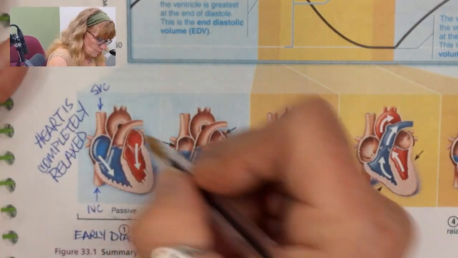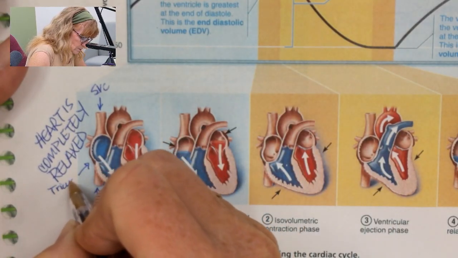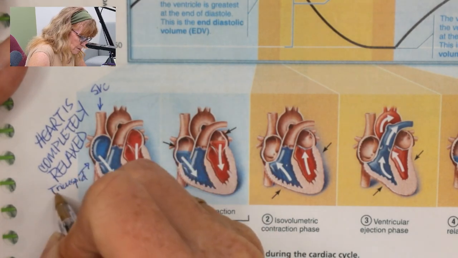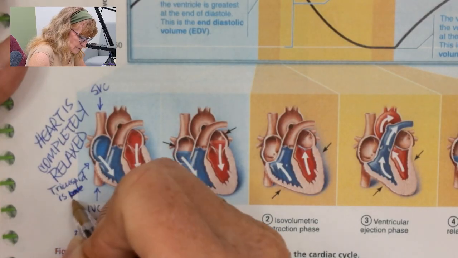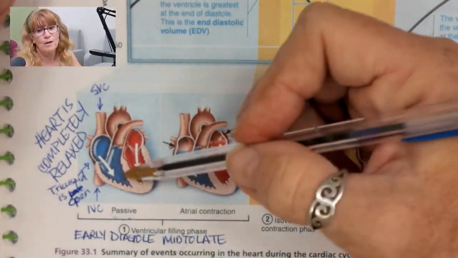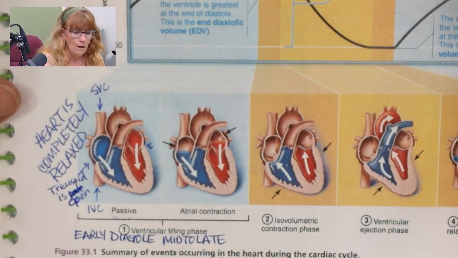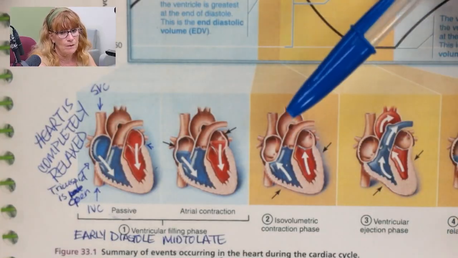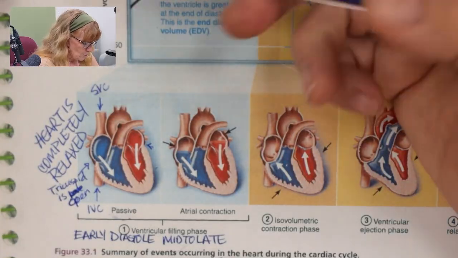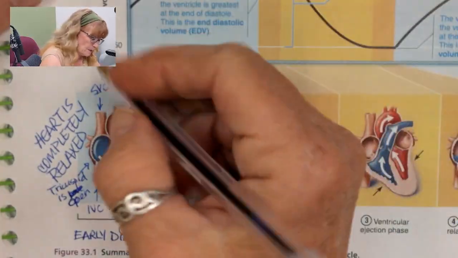So we're just going to put a little note: tricuspid is open. So both of the AV valves are open at this point, because the pressure inside of the atria is greater than the pressure inside the ventricles. So we are going to continue to fill the heart with blood until we get to about 70% filled.